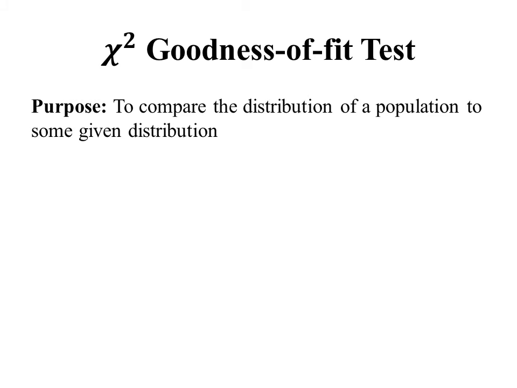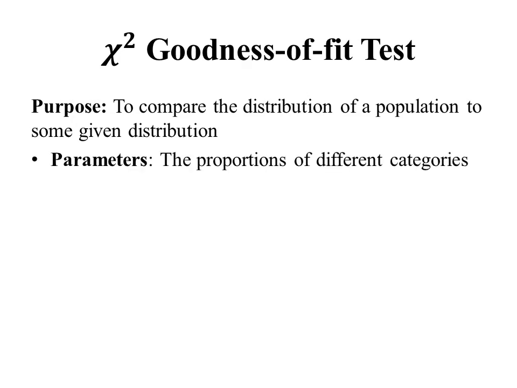Now let's talk briefly about this chi-squared goodness of fit test in general. The purpose of a chi-squared goodness of fit test is to compare the distribution of a population to some given distribution. In this case, our given distribution was the distribution of last year, and our population is current students, and we're interested in the distribution of that population as compared to the distribution from last year. Okay.